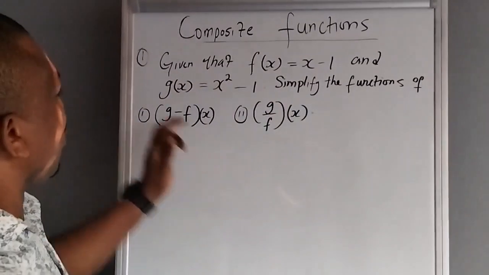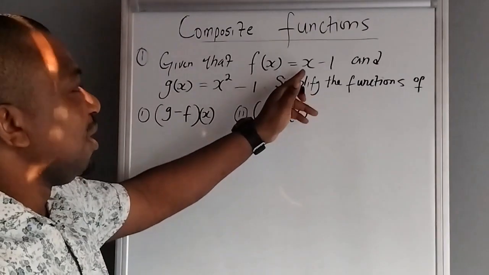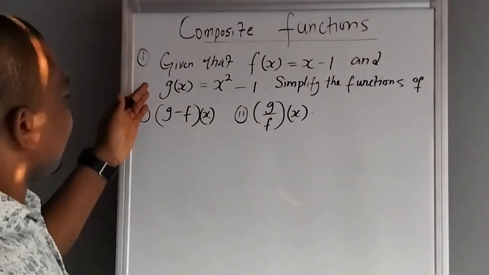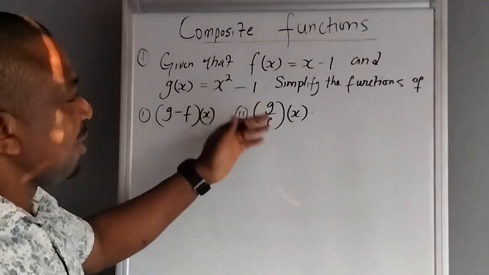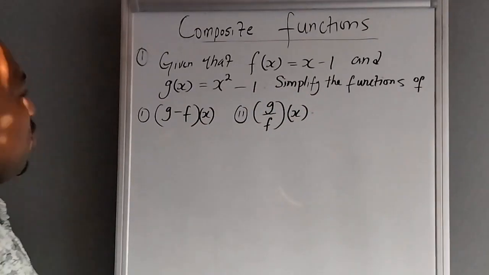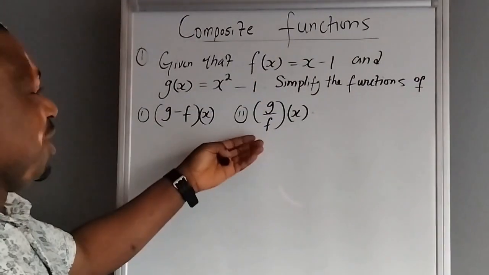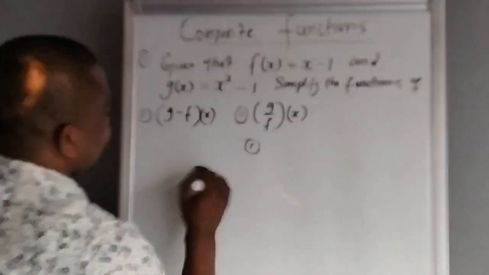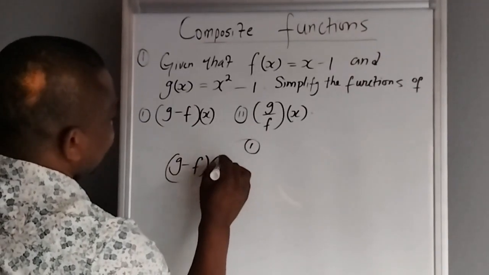Good. We have a problem here which says given that a function f of x is equal to x minus 1 and another function g of x is equal to x raised to power 2 minus 1. So we're asked to simplify the function of 1, g minus f, 2, g over f. Good. Let's start with number 1, which says g minus f of x.